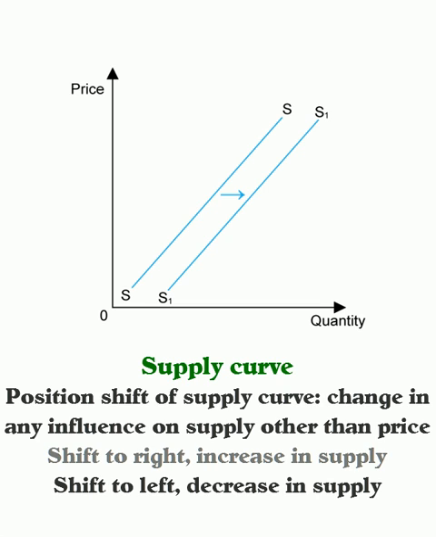Supply curve. A position shift of the supply curve is caused by a change in any influence on supply other than price. Shift to the right, increase in supply. Shift to the left, decrease in supply.